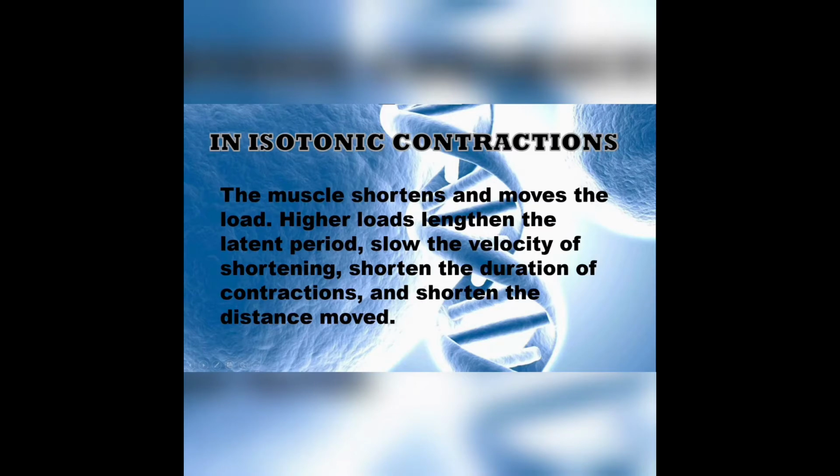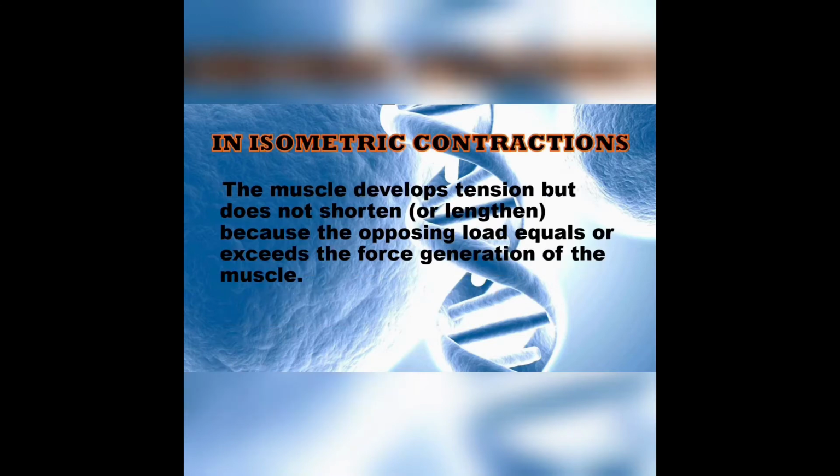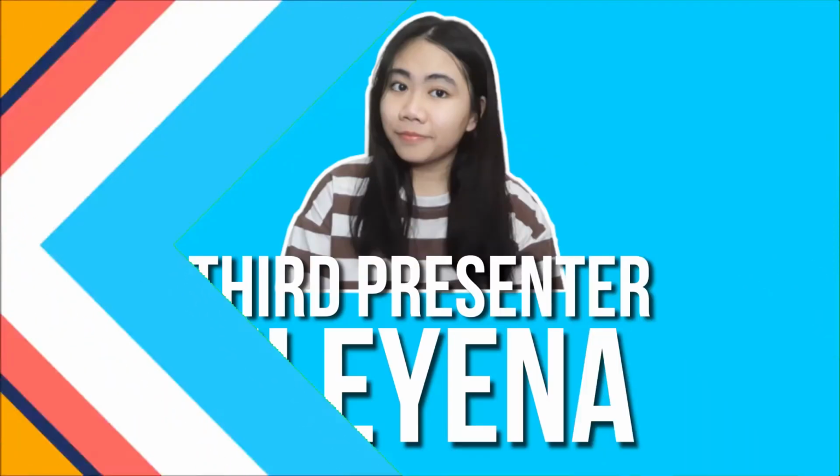Higher loads lengthen the latent period, slow the velocity of shortening, shorten the duration of contractions, and shorten the distance moved. In isometric contractions, the muscle develops tension but does not shorten or lengthen because the opposing load equals or exceeds the force generation of the muscle.